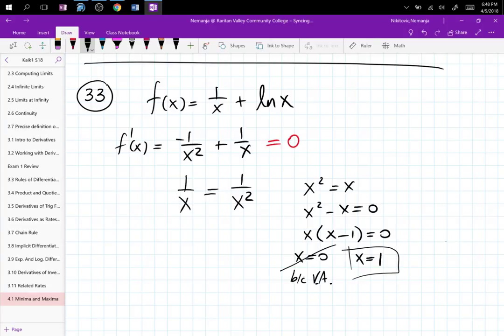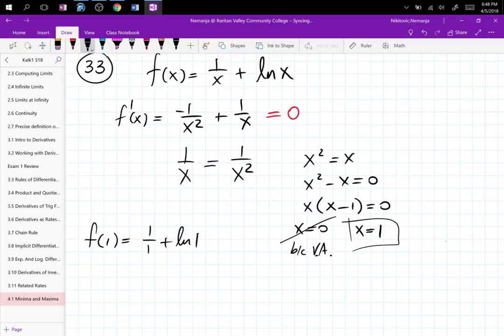We plug that in to find the y value. So f of 1 is 1 over 1 plus ln of 1. How much is ln of 1? 0. And then we get 1. So 1, 1. That's the critical point. I have no clue whether this is a min or a max or maybe an inflection. I don't know.